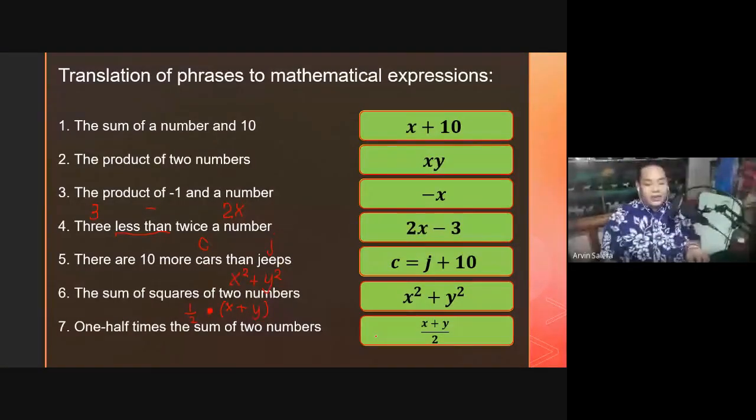Now, example no, para mas maklaro jud nato. 2 plus 4 divided by 3. All over 3. So, 2 plus 4, 6 divided by 3. The answer is 2. Diba? 2 plus 4 equals 6 divided by 3. The answer is 2.